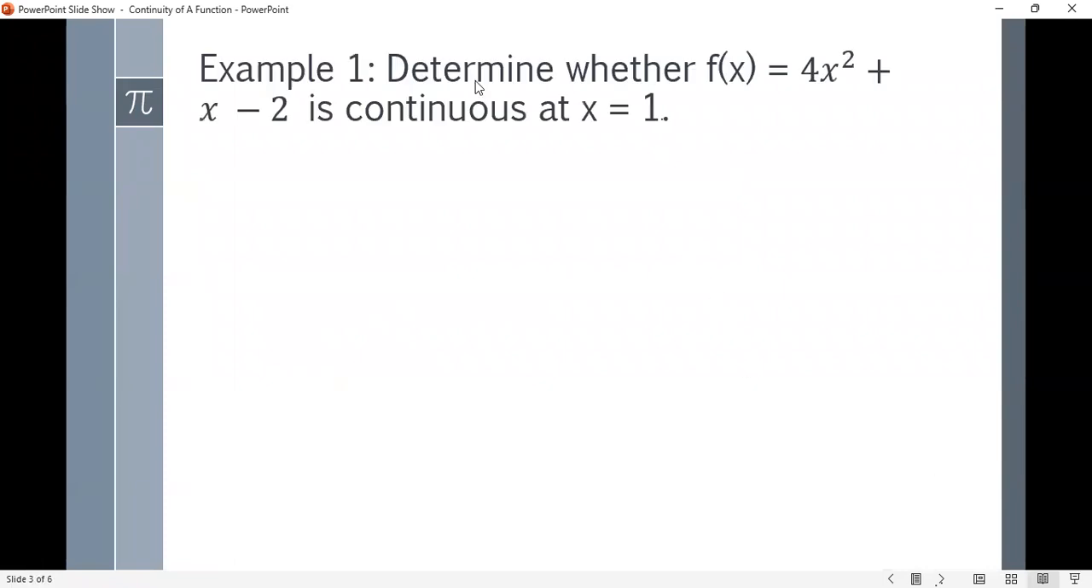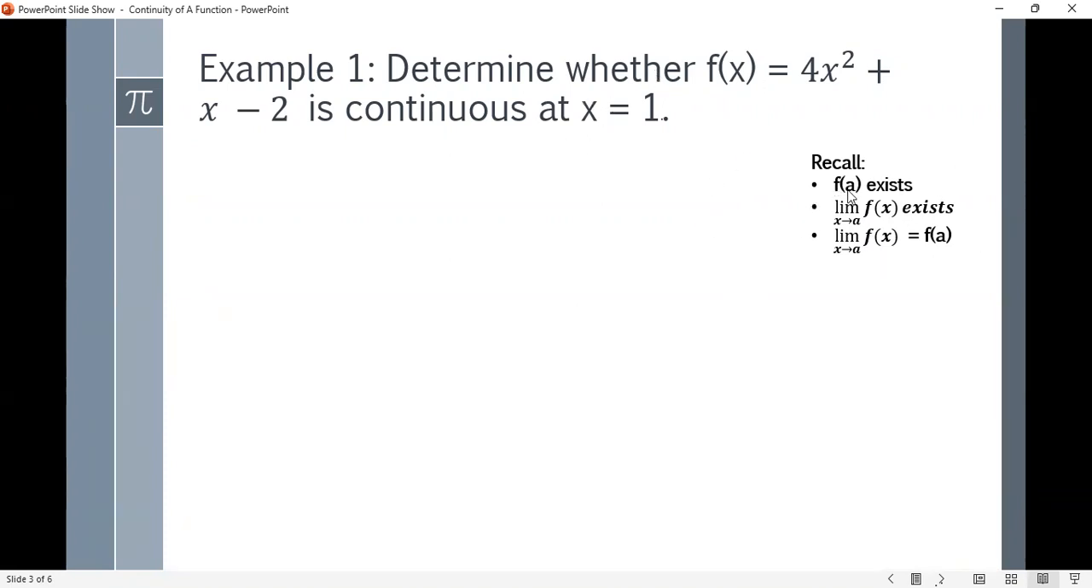For example number 1, determine whether f of x is equals to 4x squared plus x minus 2 is continuous at x is equals to 1. So again, let us recall, we just need to recall that f of a exists, the limit of f of x exists as x approaches a, and the limit of f of x as x approaches a is equals to f of a.